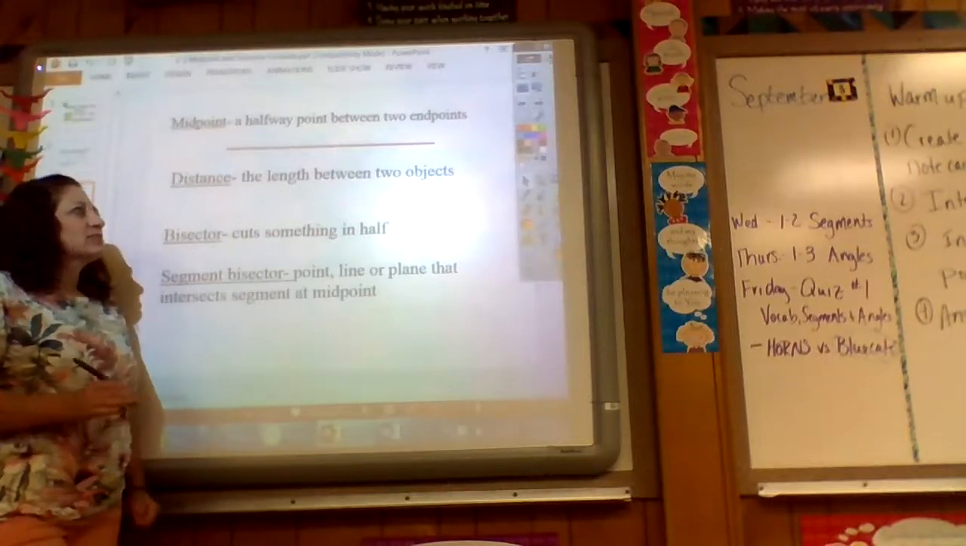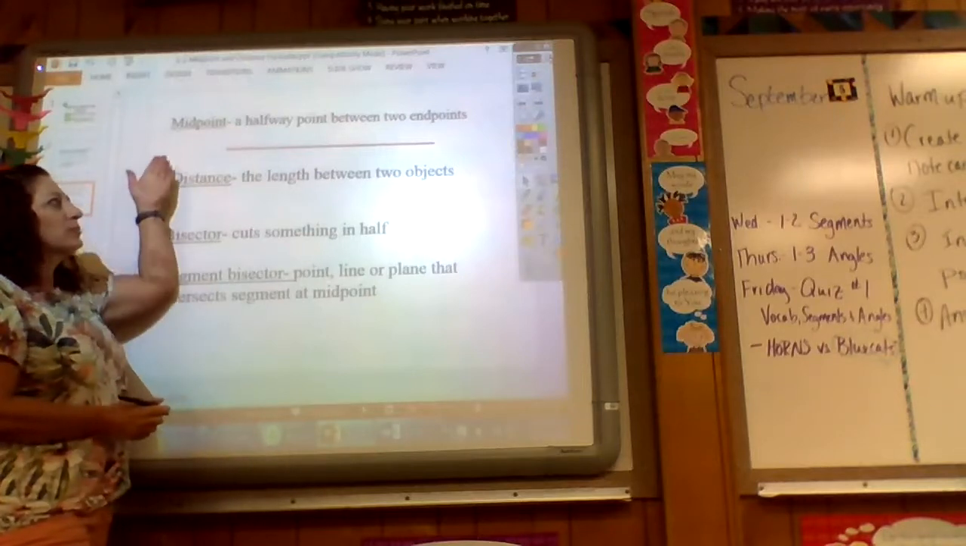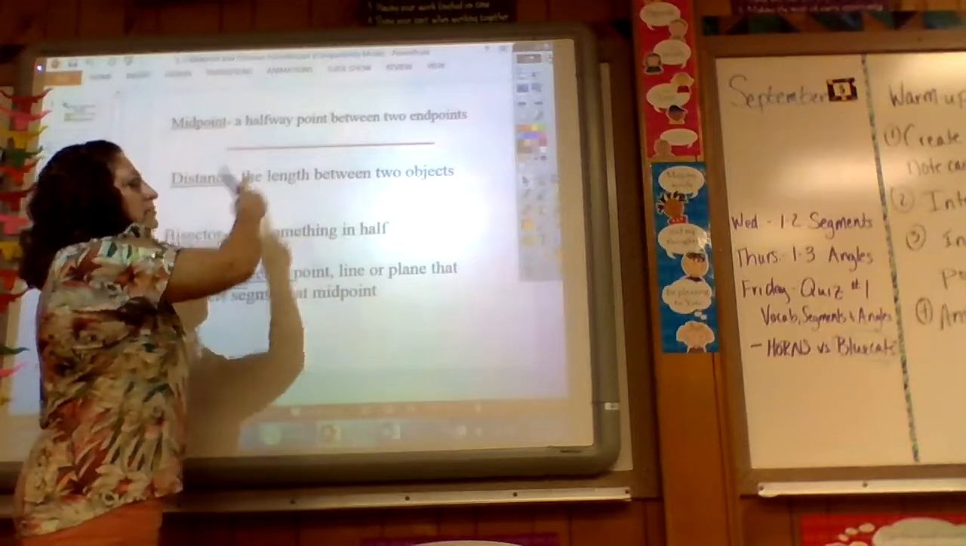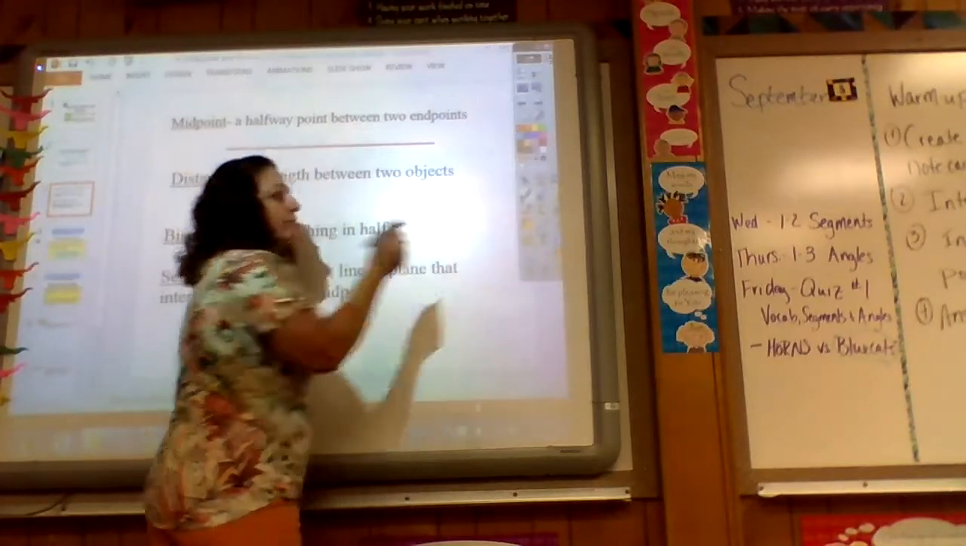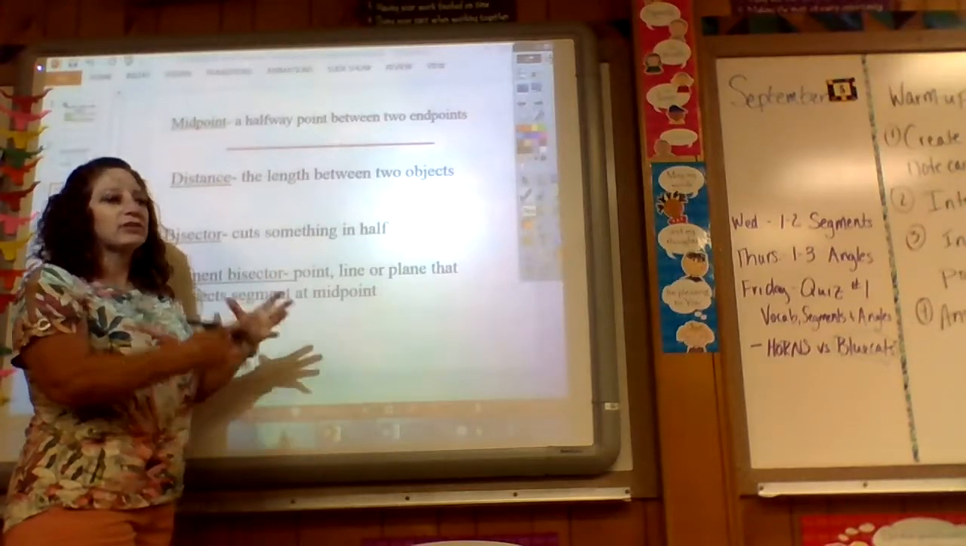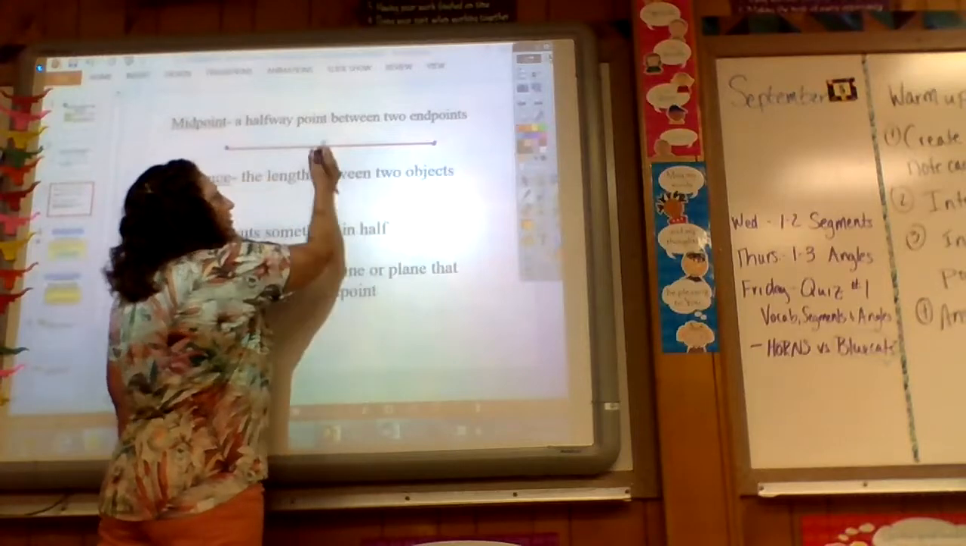All right, so we have our definition of congruent, which was same size and same shape, and we have our definition of midpoint. Midpoint, I would like for you to draw a picture next to midpoint. Draw a segment, please. You cannot have a midpoint. It was a great question you asked, Holly. You cannot have a midpoint of a ray or a line because they go indefinitely, but you can have a middle, a point in the middle of a segment.